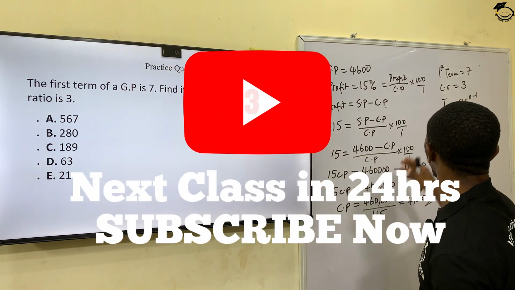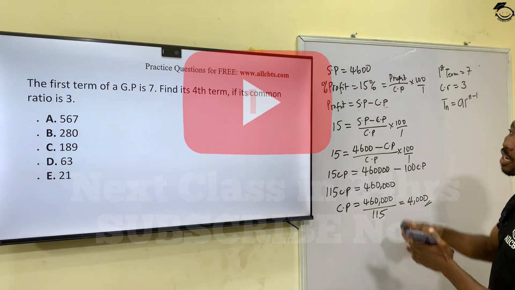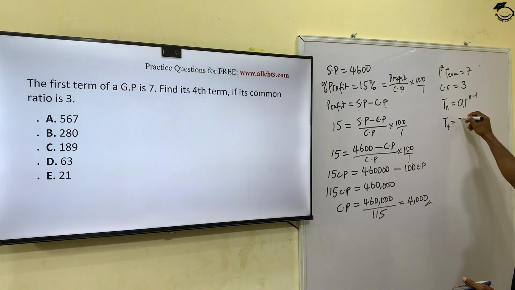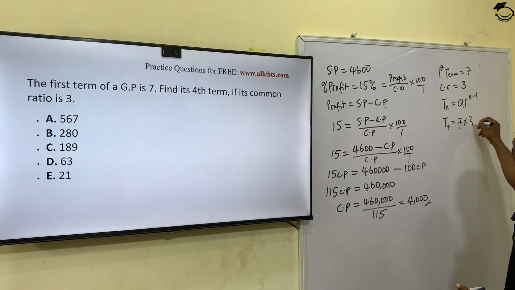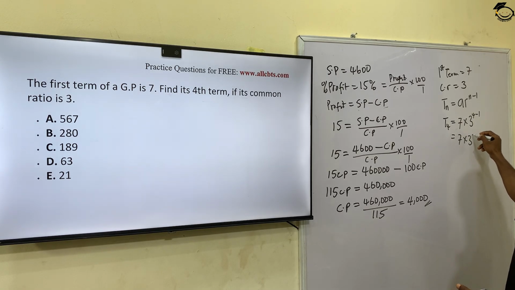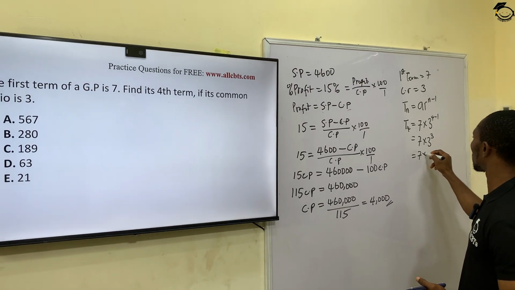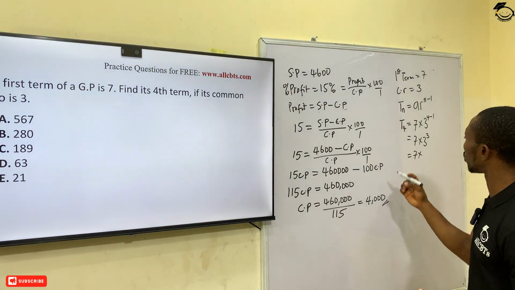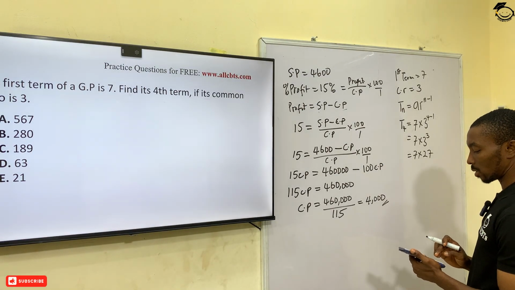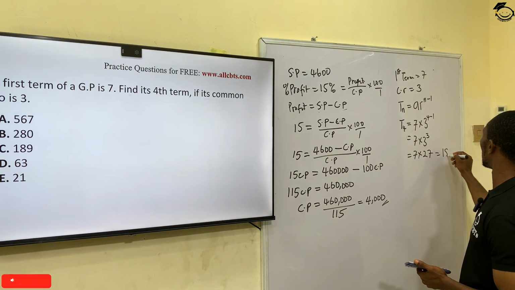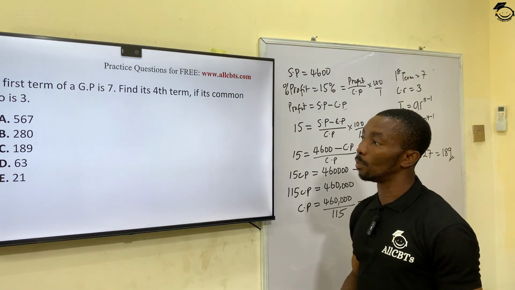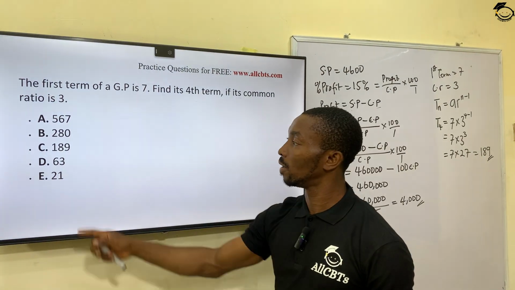Now, if we have the number of terms here, in this case to be 4, this would be T4 equals a, which is 7, times r, which is 3, raised to power 4 minus 1. So this will give us 7 times 3 raised to power 3, which will be 7 times 3 times 3, 9, 9 times 3, 27. So 27 times 7 would give us 189. So the fourth term of our sequence would be 189.